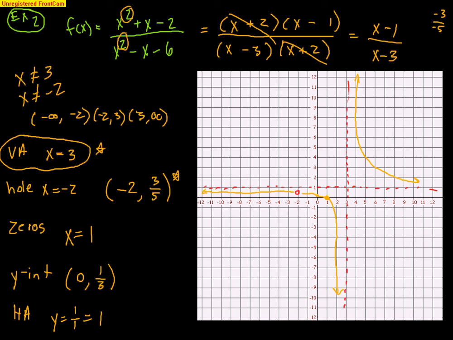So this is a good example that has everything. Horizontal asymptote, vertical asymptote. It's got a hole. It's got two different types of discontinuities.